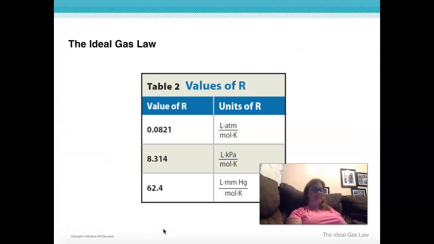If your pressure is measured in anything other than atmospheres, you would have a different R. So if you're measuring in kilopascals, then your R would be 8.314. If you're measuring in millimeters of mercury, your R would be 62.4. You don't have to memorize those two numbers. If you needed to use one of those two numbers on a test, I would give it to you in a statement, R equals this number. You just would need to know what to do with it. However, this 0.0821, you do have to have memorized.